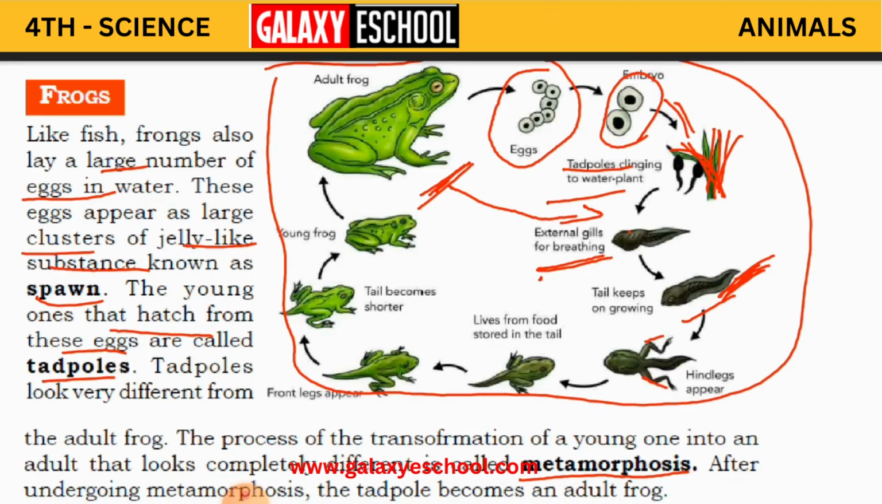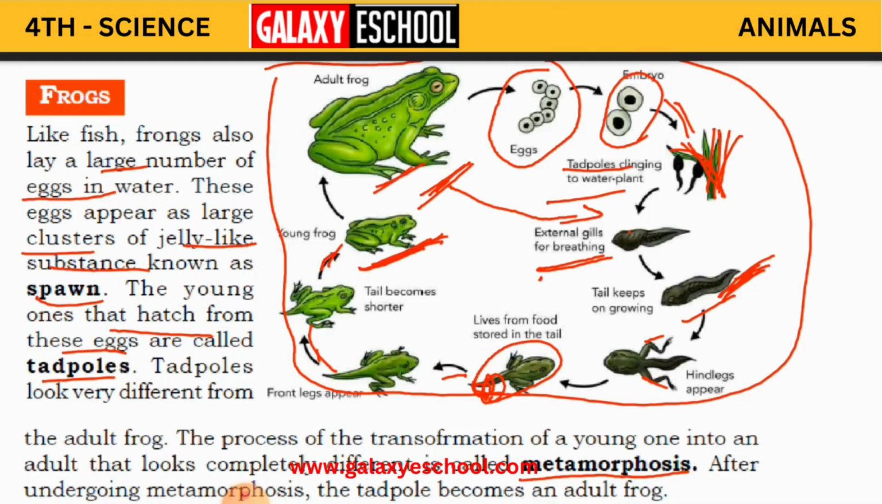The hind legs appeared, and in this stage it lives from the food stored in the tail. And from here again, if you see, children, from this stage the tail is becoming shorter. The tail is becoming shorter, and now at this stage you can see the young frog just like the adult frog.